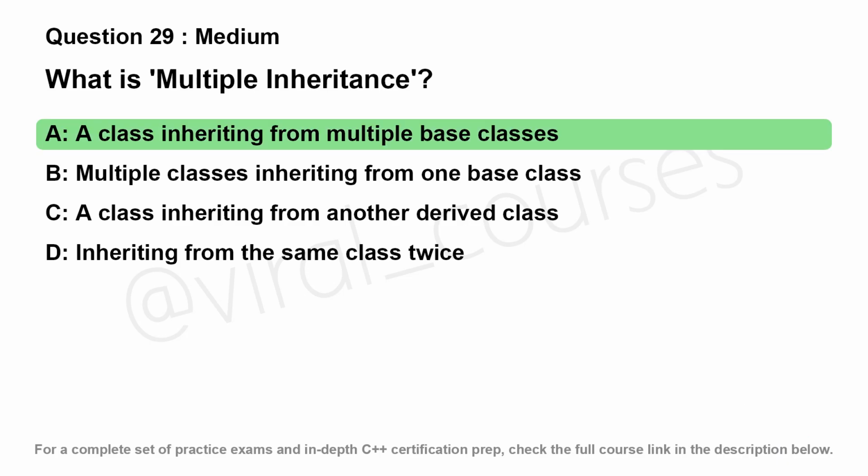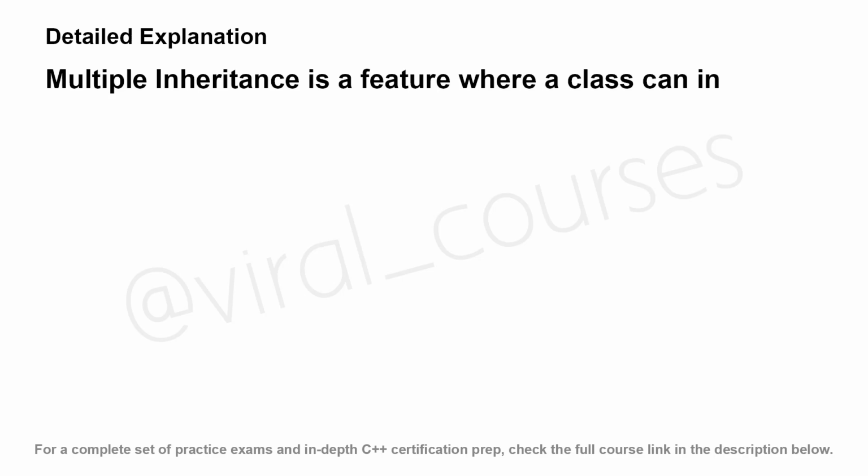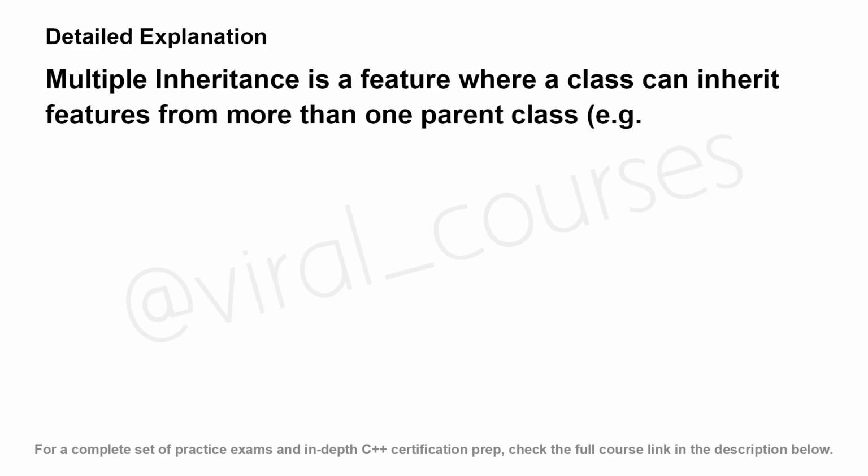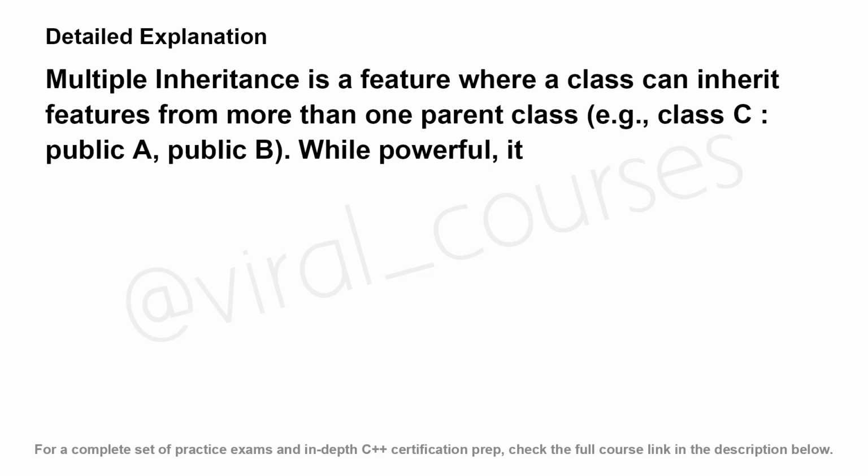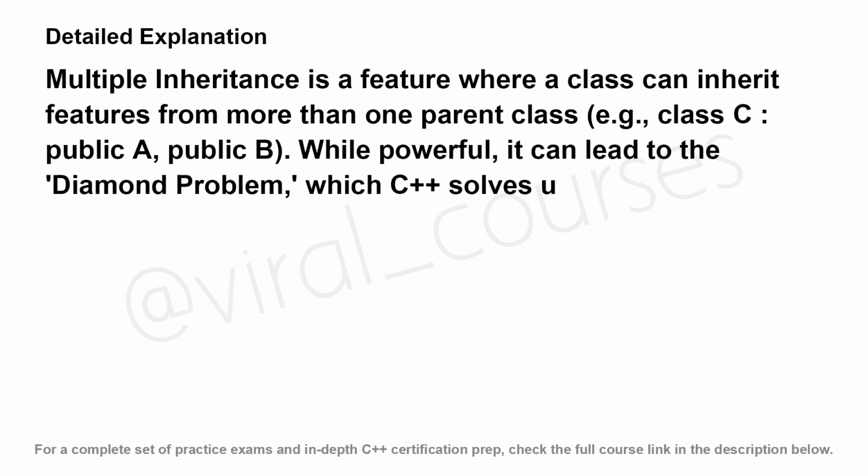The correct answer is A. Multiple inheritance is a feature where a class can inherit features from more than one parent class, e.g., class C : public A, public B. While powerful, it can lead to the diamond problem, which C++ solves using virtual inheritance.